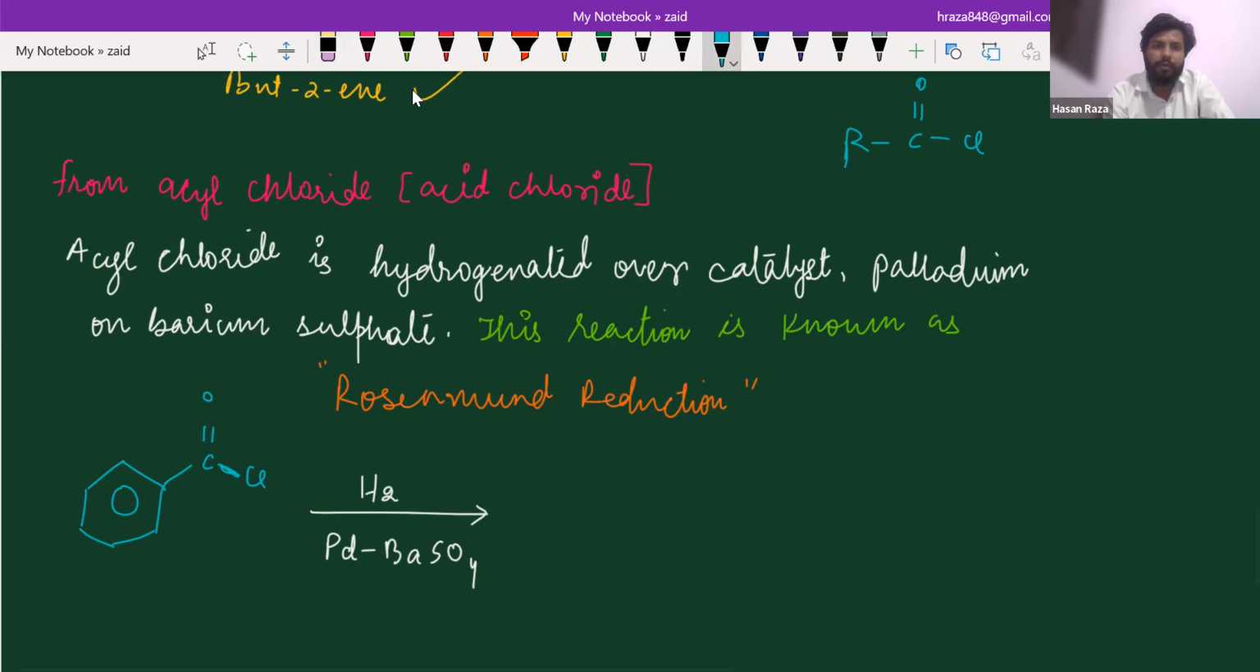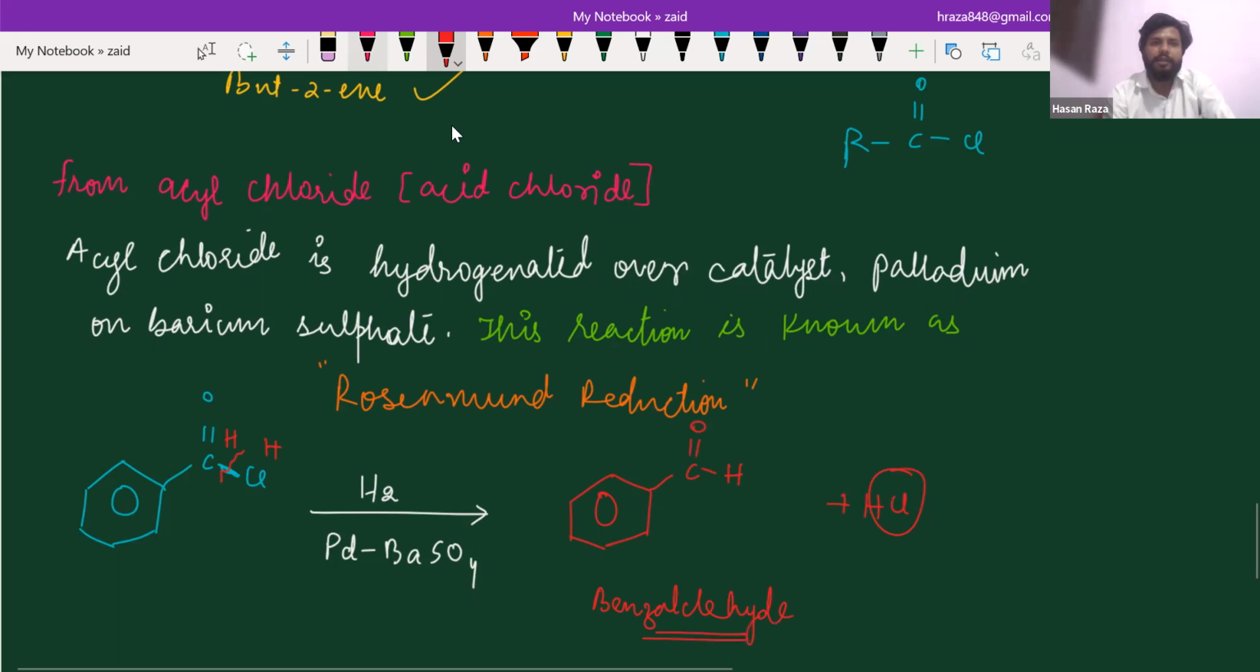I'm going to break the bond between chlorine and carbon, and hydrogen will be added with chlorine and hydrogen will be added with carbon. Now you will get your product as you can see. This will be C double bond O and then H, and HCl will be the byproduct, and this is benzaldehyde. And reduction takes place. The name reaction is basically the Rosenmund reduction.